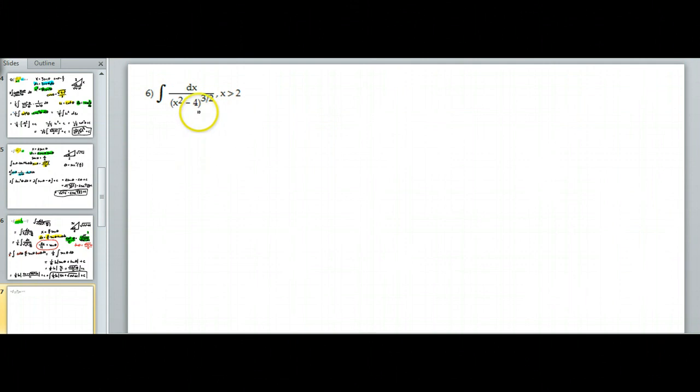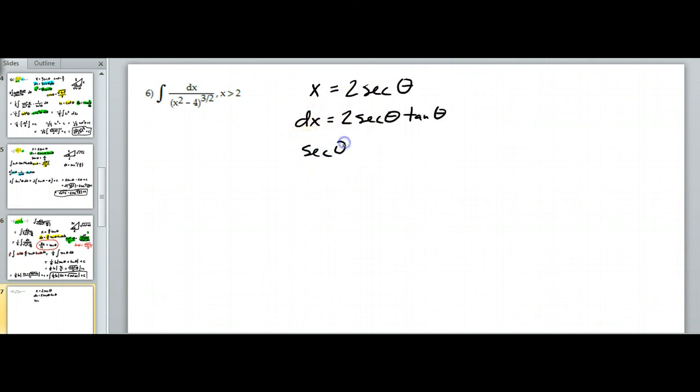Alright, number 6 again, we got a secant that we're going to make a substitution over. So this time we're going to let x equal 2, and our variable here is 2 because there's nothing in front of the x. So 2 times the secant of theta. That's going to make dx equal to 2 secant theta tangent theta. And then it's going to make the secant theta equal to x over 2.